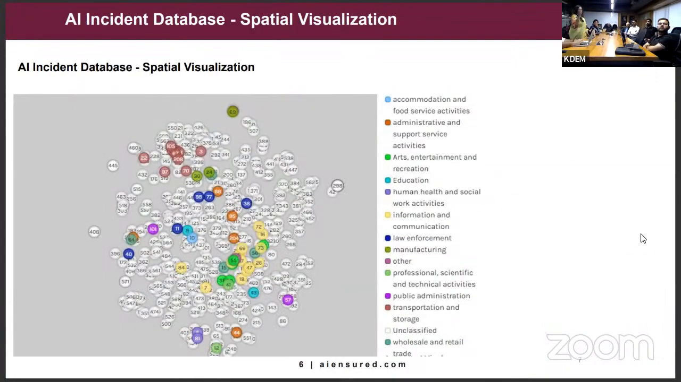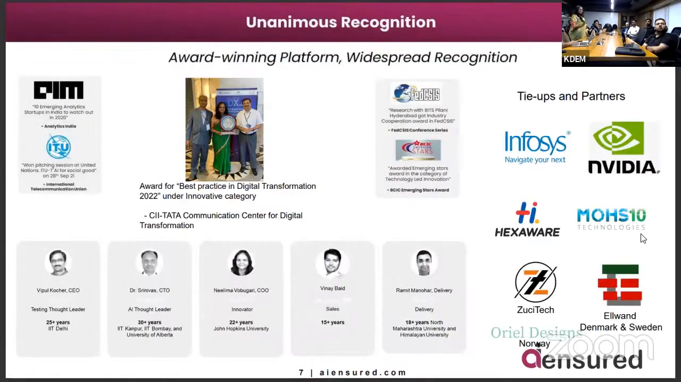This, as I was saying about data visualization, is the incident database. This is a spatial view of it where multiple accidents are shown, and we are focusing on the automobile segment, finance sector, and healthcare sector. We have won multiple awards. CI award is one of the prominent ones, BCIC, and we are one of the top AI companies across the globe to be selected by UN.